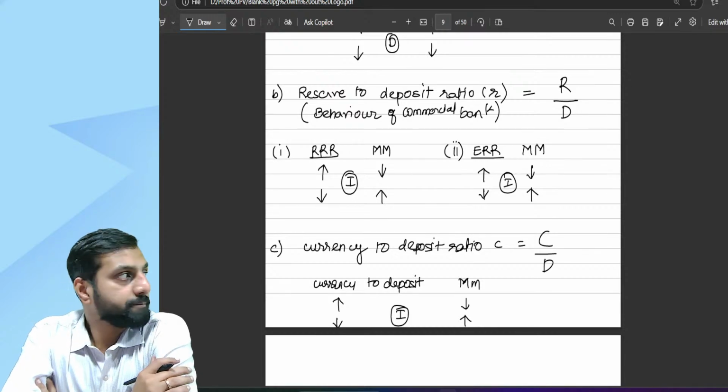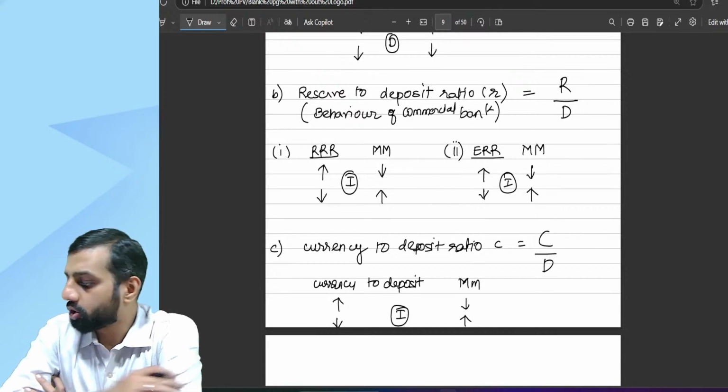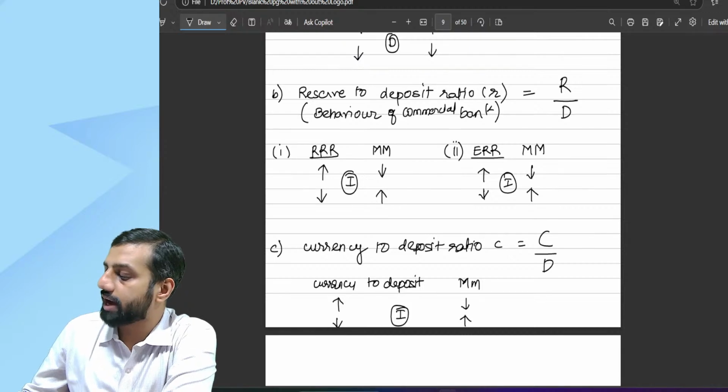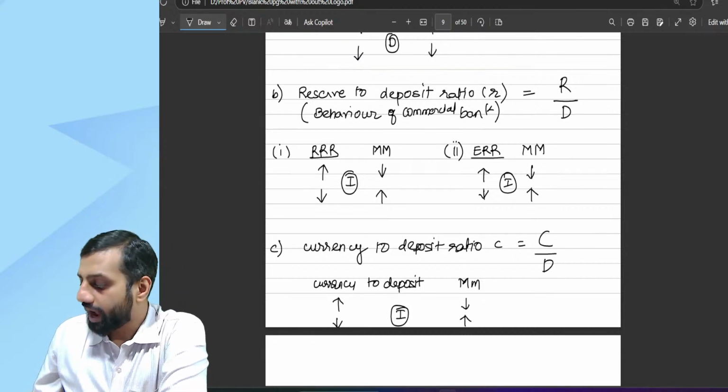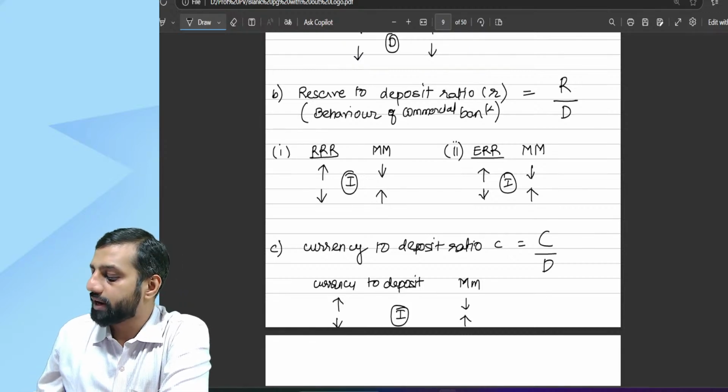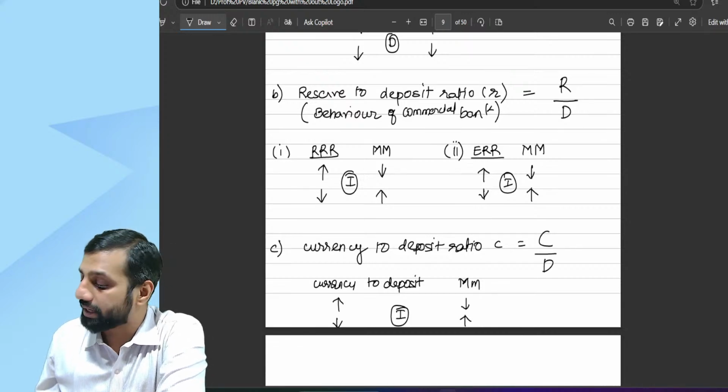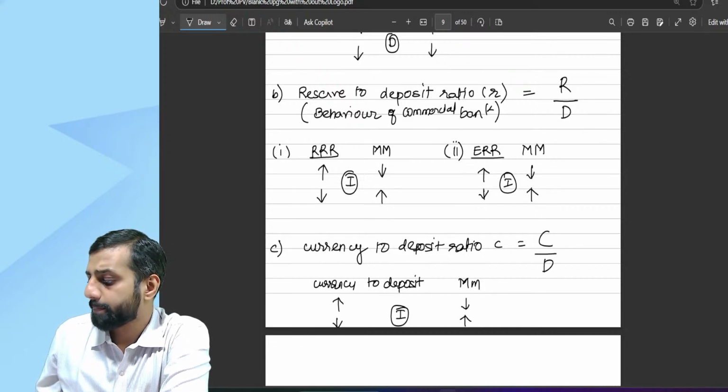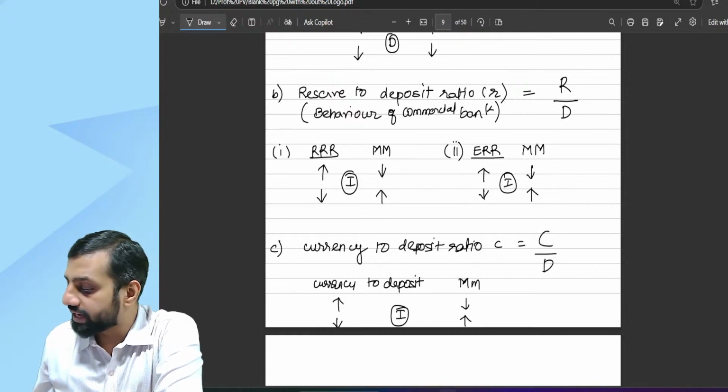Yes, Surya, are we clear? Do you have any questions, queries, or doubts? Are we clear with the concept of determinants of money multiplier? Let me know if there is anything else.